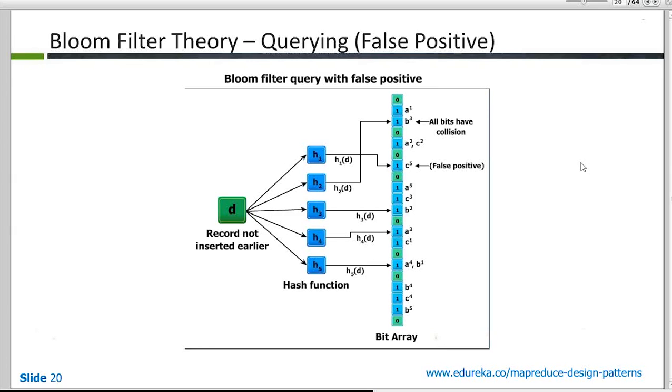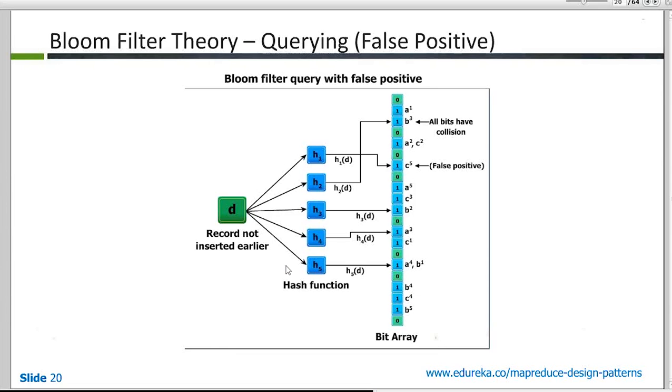So you see all the bits here have a collision. Because D was not inserted, these values are 1 not because of D, because of something else. So that means there definitely is a collision here. But just because, watching in this bit array, we find those spots to be 1, the BloomFilter will assume that this record was actually a part of this set. And that's why this will pass the filter, although this is actually a false positive.